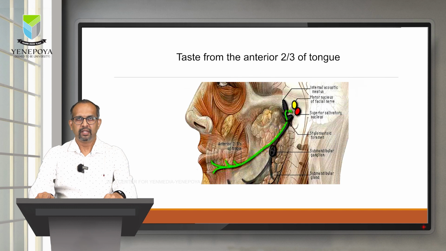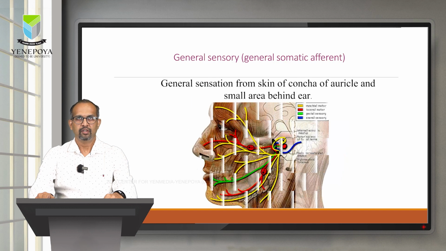Through the chorda tympani nerve, which goes along with the lingual nerve, taste is received from the anterior two-thirds of the tongue. It is special sensory, that is also a branch of the facial nerve. General sensory, that is general somatic afferent, is a small part, that is general sensation from the skin of the concha of the auricle and a small area behind the ear.